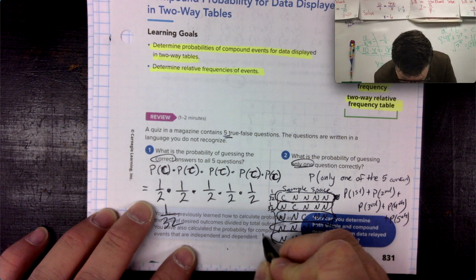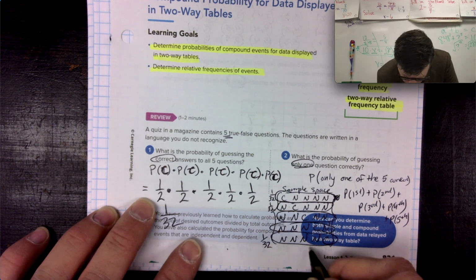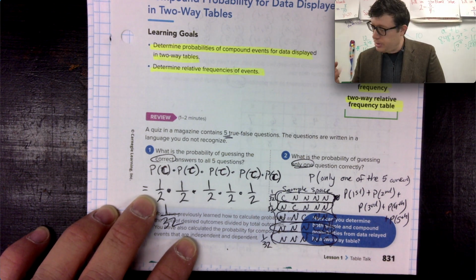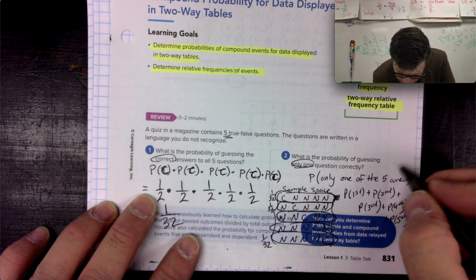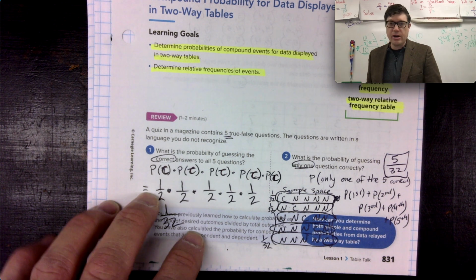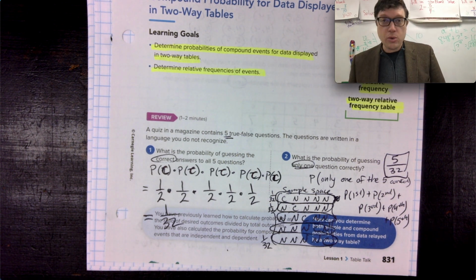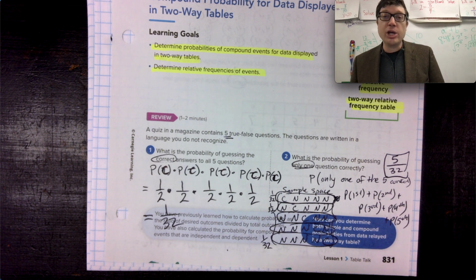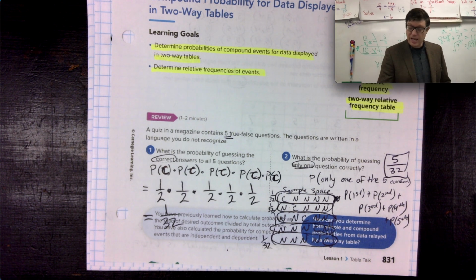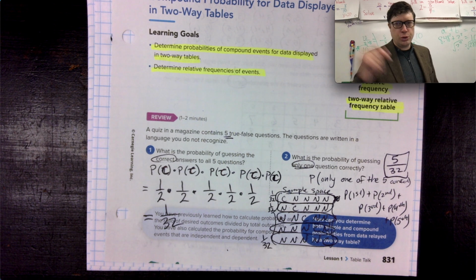So all in all, you're adding up those 5 fractions. 1 plus 1 plus 1 plus 1 plus 1, 5 out of 32. The probability of guessing only one question correctly is 5 out of 32. So even then, you stand a very low chance of doing well at all. Maybe you can guess 2. Maybe you can guess 3. If you're good with guessing 3 out of 5 questions correctly and getting a barely passing grade or pretty much a failing grade, that's on you.